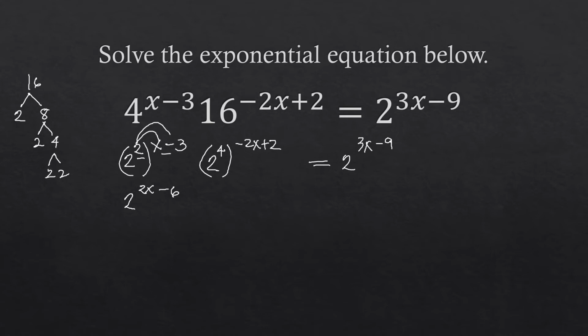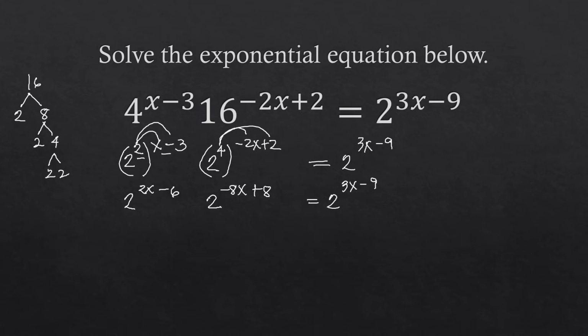And then we go to the second base. This is now 2 to the power of 4 times negative 2x, because again, this is the power to power rule. We have 4 times negative 2x, that will be negative 8x. 4 times positive 2, that will be positive 8, or plus 8. And then we have the right side as 2 to the power of 3x minus 9.